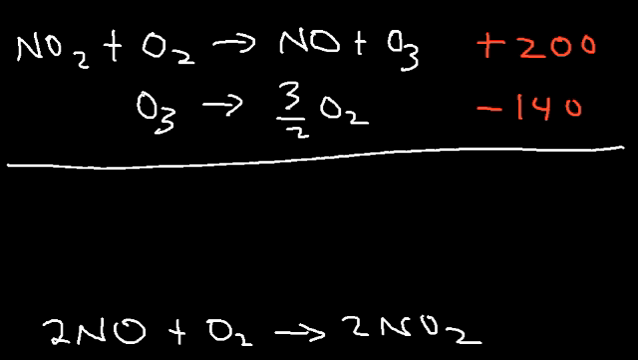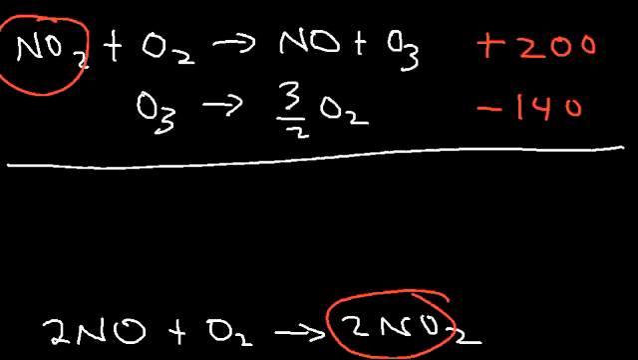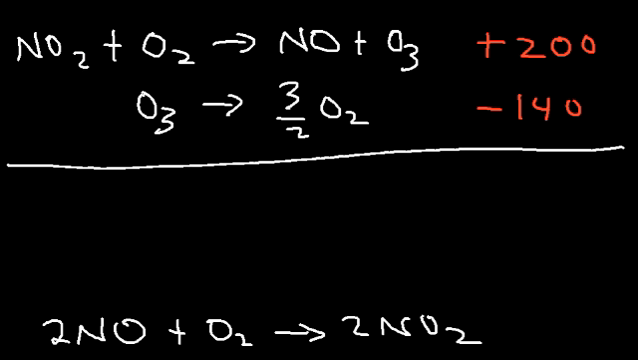So we need to know what to focus on and what not to focus on. NO2 is only found in the first reaction. Let's focus on that. So notice that it's on the right side and there's a 2 in front of it. That tells us that we need to reverse the first reaction and multiply by 2.